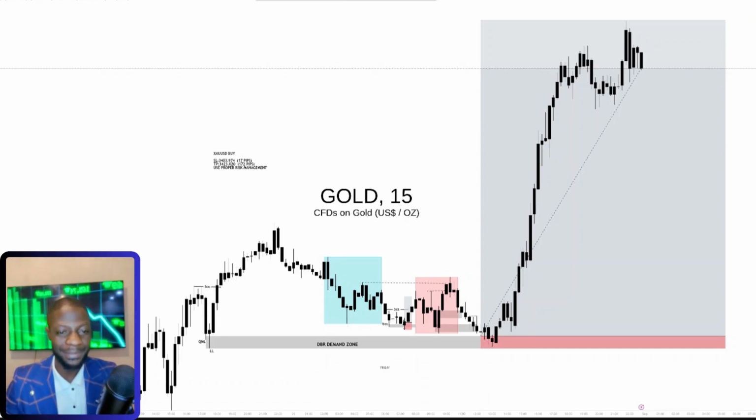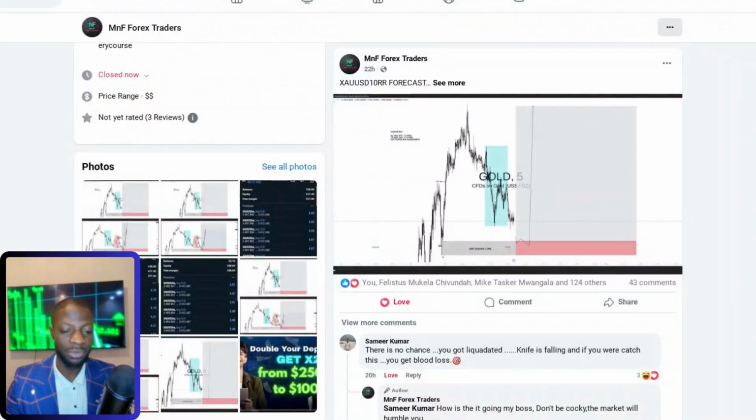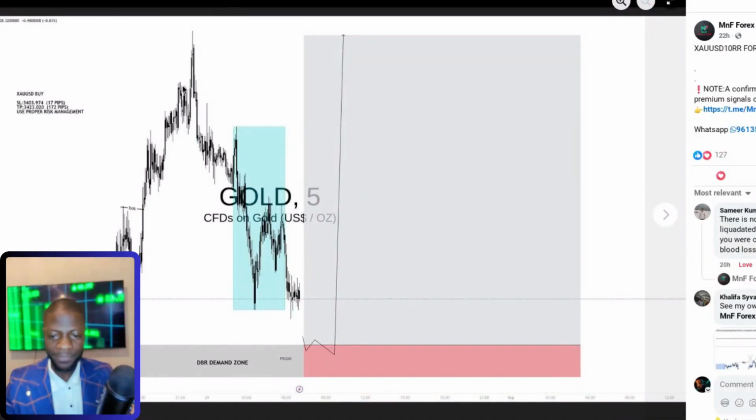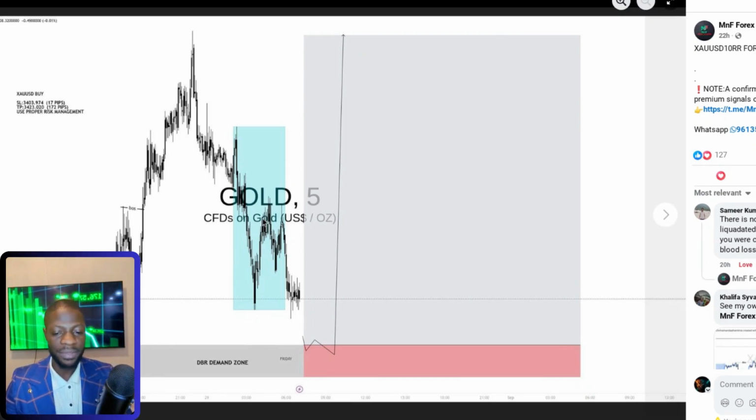Step by step, you can see that this forecast was actually shared on Facebook for free right here before all those things happened. I was looking for a drop base rally, and then the market left behind an order block and the QML, and all I waited for was for the market to take out the low of the Asian session, come into my POI, and then execute.